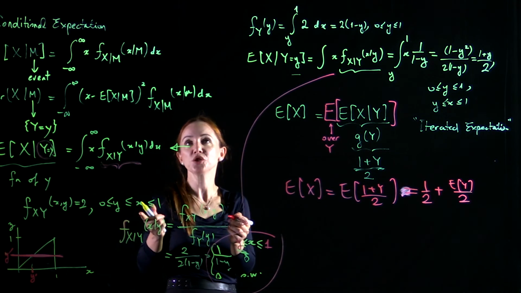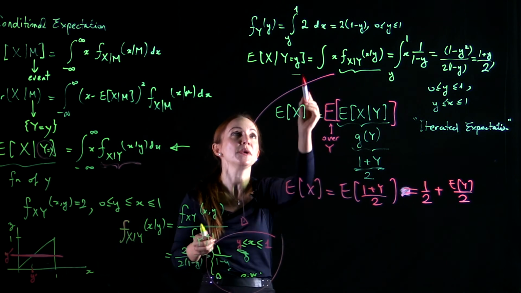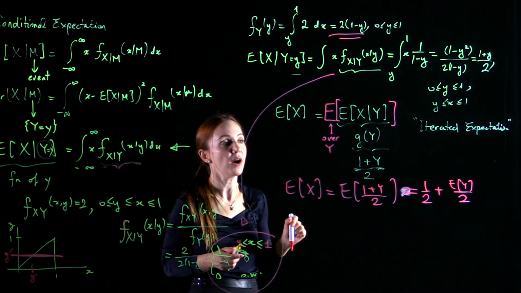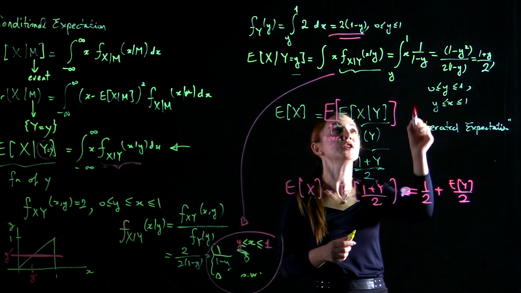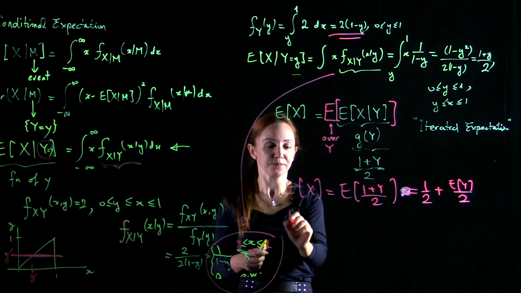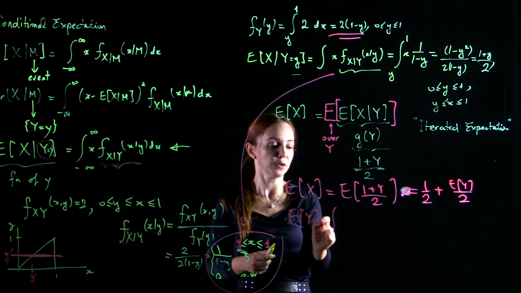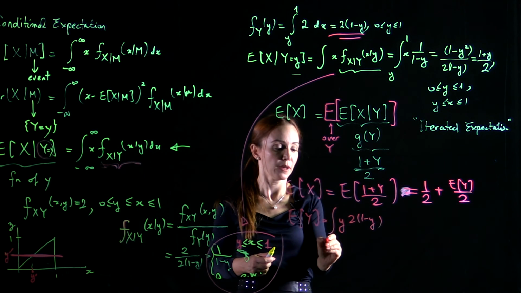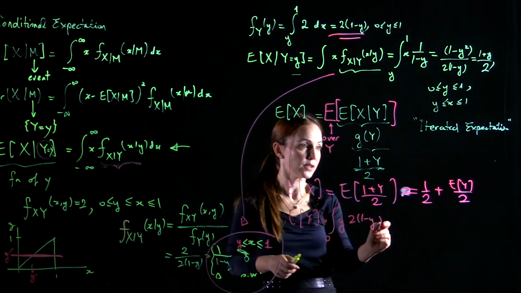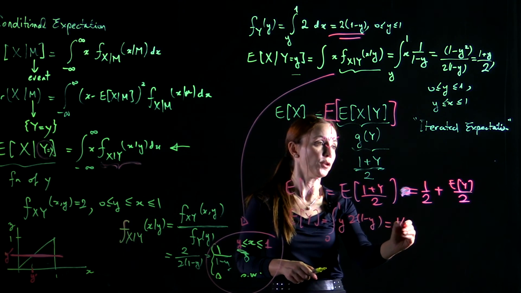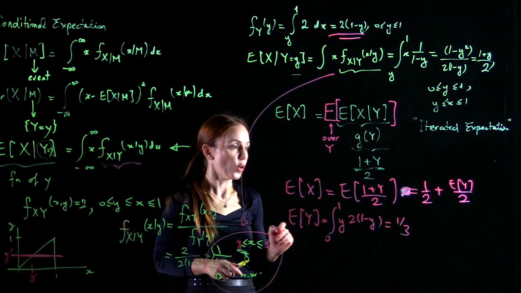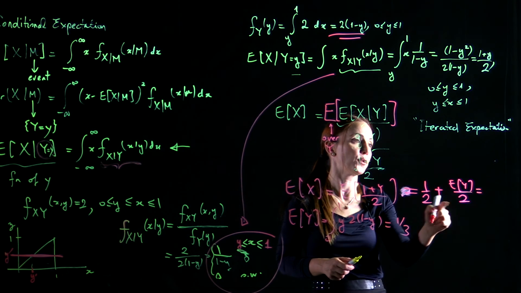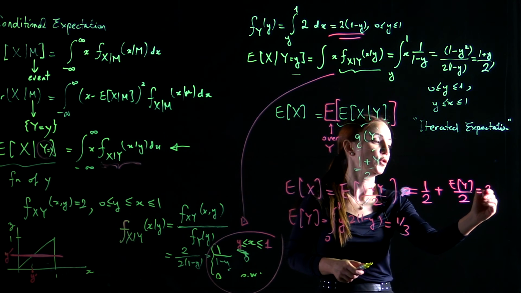Expectation of y, well, we know it from here. This is the marginal PDF of y, and the expectation of y can be computed by integrating y times 2 times 1 minus y from 0 to 1. When we integrate this, we get 1/3. So then the expectation of x is 1/2 plus 1/3 over 2, which is 2/3.